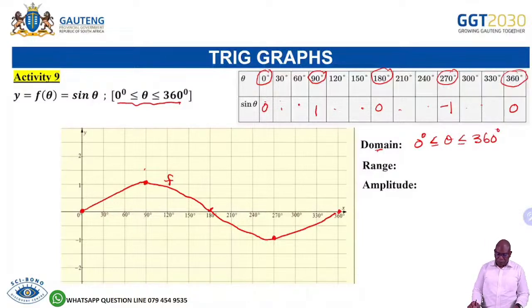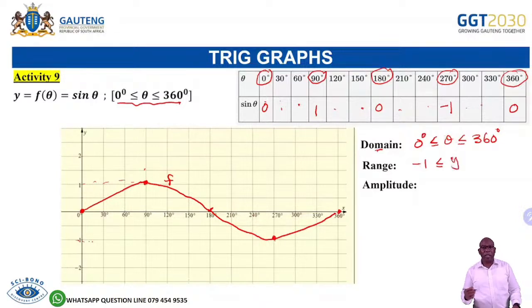Okay. What is the range of the graph? The range is how high the graph goes. So how high it goes is 1, how low it goes is -1. So the lowest point will be -1, and the highest point is 1. That is a y value. The range, you can put it as an x or a theta. So the range there will be between 1 and -1.